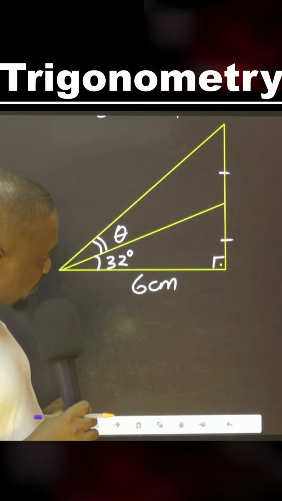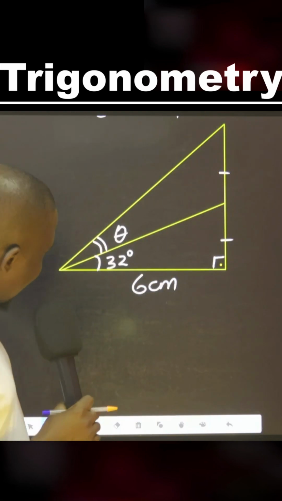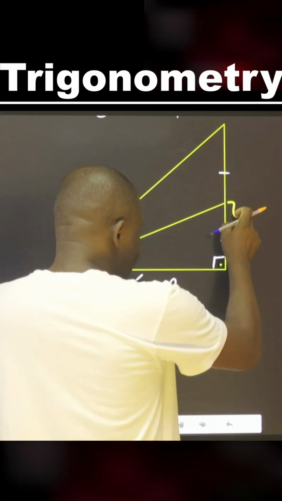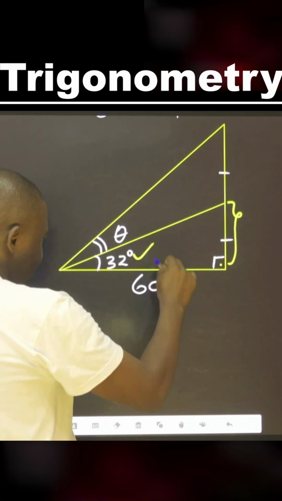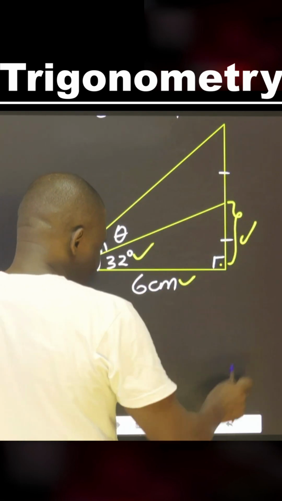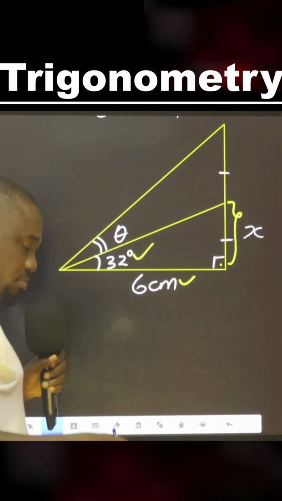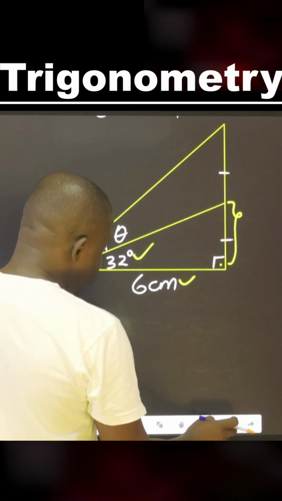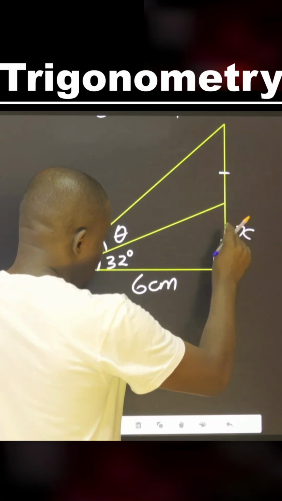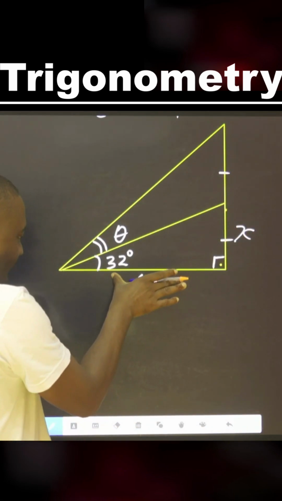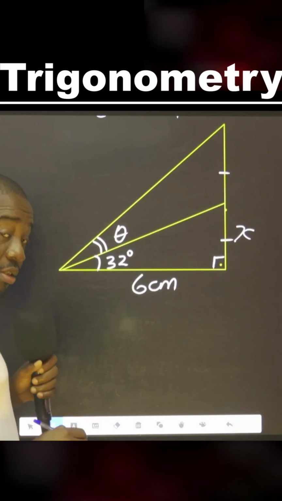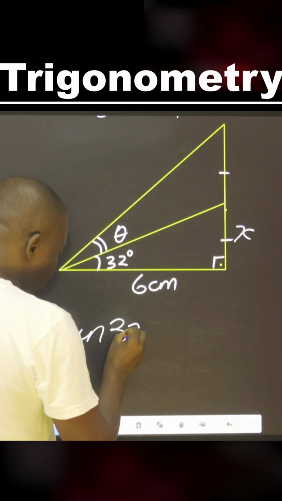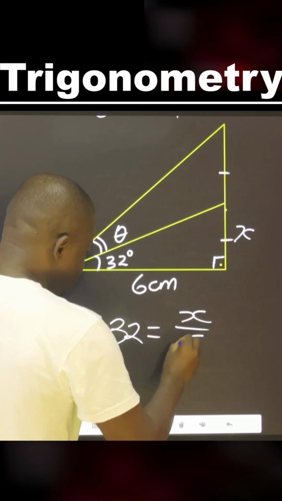This side is given to us. We don't know any of these sides. All we have to do first is to find this, because this is given, this is given. So let's call this one x as per not given. You will agree with me, this simply means opposite and adjacent to this angle. That is what? Tan. So we can say tan 32 is equals to x over 6.